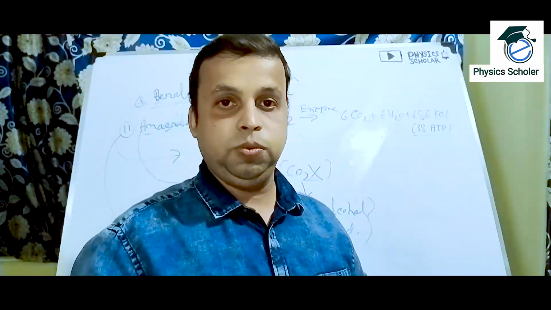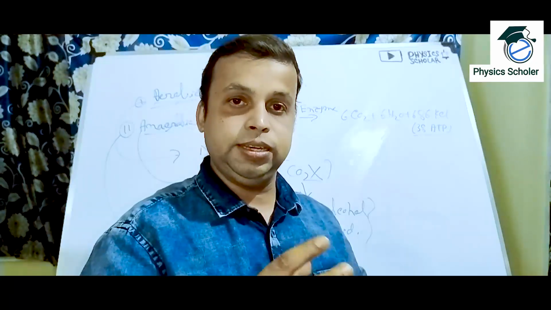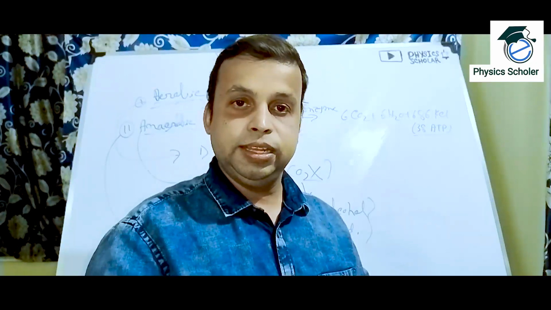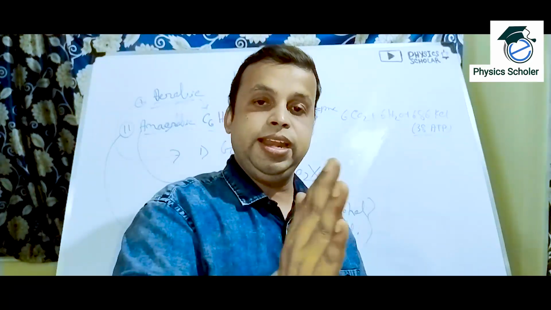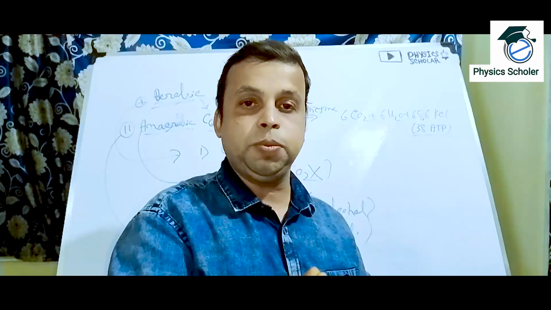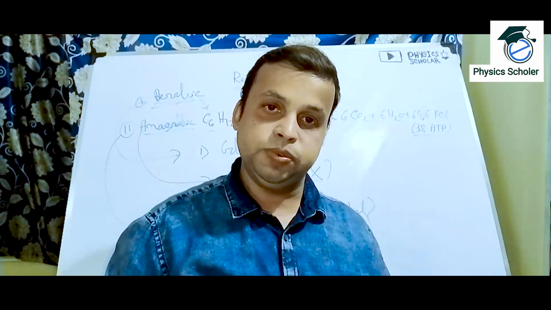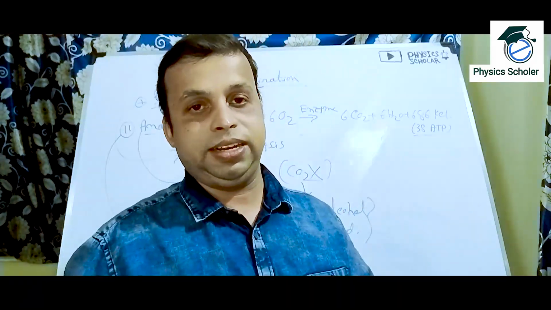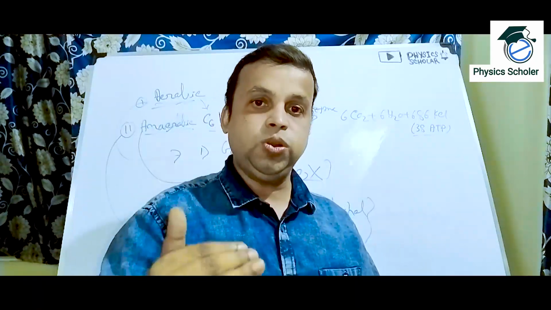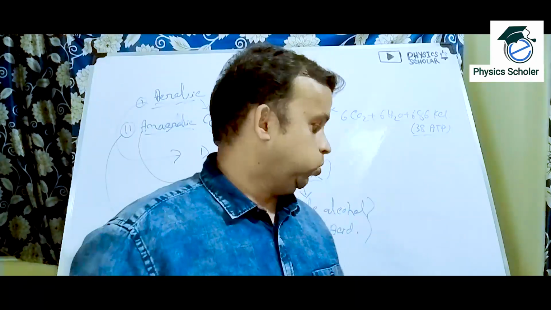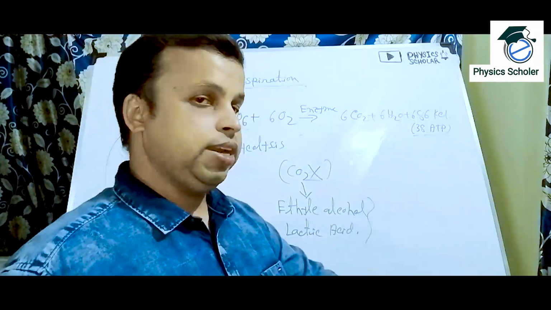First, in the cytoplasm of the cell, the glycolysis process will take place, and a small or partial amount of energy will be released, as well as pyruvate will be formed. In the second phase, no oxygen is there, so without oxygen, it will convert into either ethyl alcohol or lactic acid.